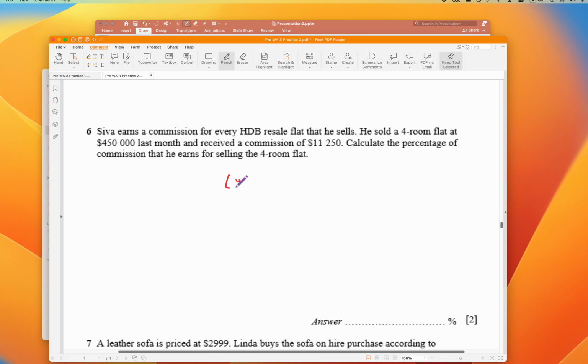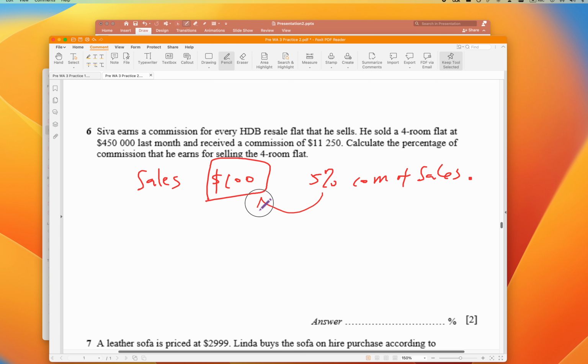So basically, let's say the sales made by the salesman is $100. Then the salesman will get a 5% commission. 5% commission of sales. You know what it means is for every $100 the person sells, the person will get 5% of the $100. So basically every $100 will get $5 as commission. Okay? So if that month, that person's sales is 1,000.